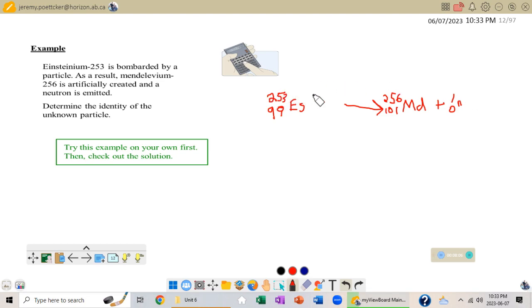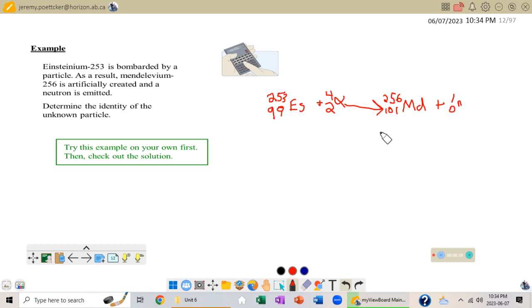So 253 plus 4 gives me that. And note that I have to have the same conservation of charge going on as well. So I've got 101 plus 0, so 101 on the right-hand side, which means I need 101 on the left-hand side. 99 plus 2 gives me that. What do I know of that has 4 and 2? And indeed, it is an alpha particle.